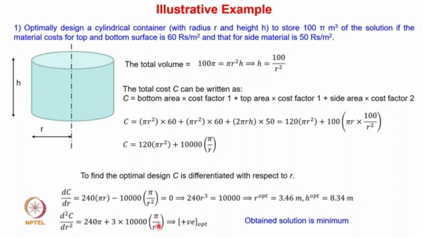And you can see that the optimum value of r, 3.46, is a positive number. If I put this positive number here, you can see that all the terms here are positive. So clearly the double derivative is also going to be positive, and whenever we have a positive double derivative at the optimum, the obtained optimum is indeed a minimum. So clearly we can conclude that the obtained solution here corresponds to the minimum.